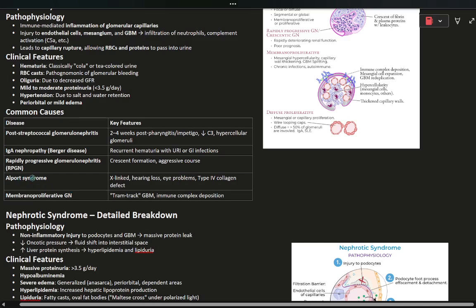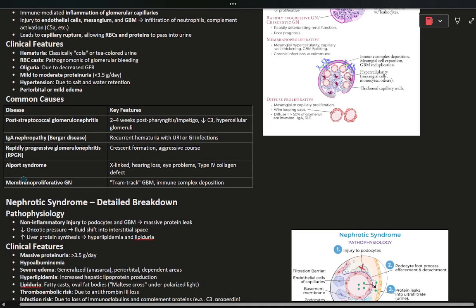Alport syndrome is also known to cause nephritic syndrome, and some key features include that it is an X-linked inheritance pattern. There's going to be hearing loss and eye problems, which ultimately stem from a type 4 collagen defect, and then there's going to be membranoproliferative glomerulonephritis as another cause of nephritic syndrome. For this inflammation, you're going to observe a tram track appearance of the glomerular basement membrane, along with immune complex deposition in the glomerulus.